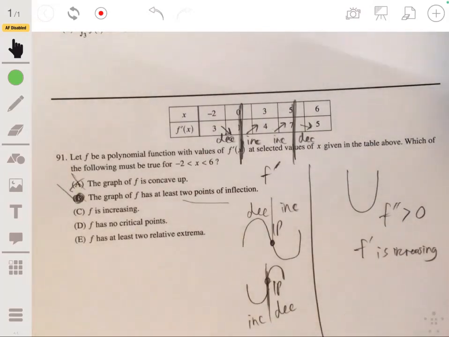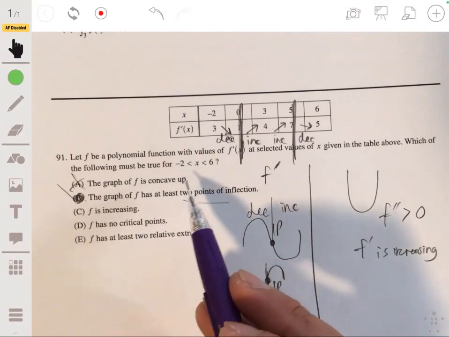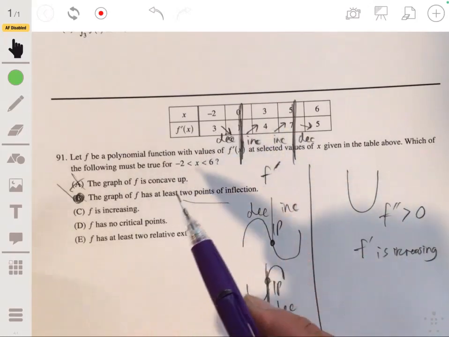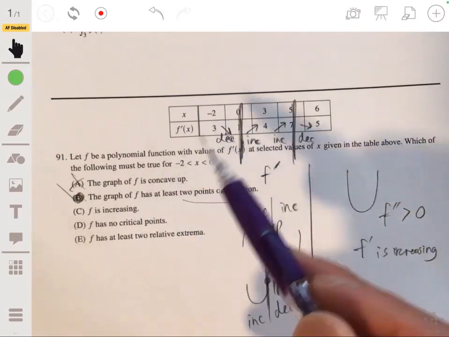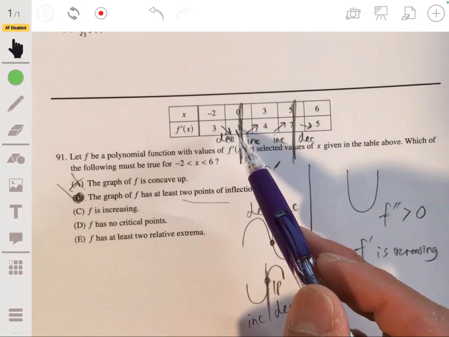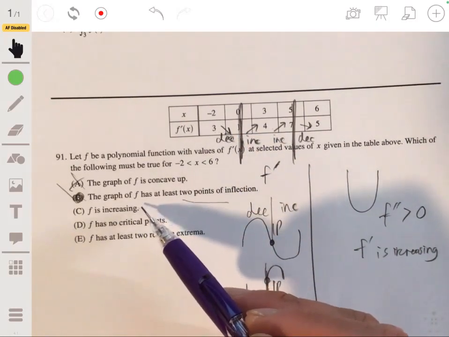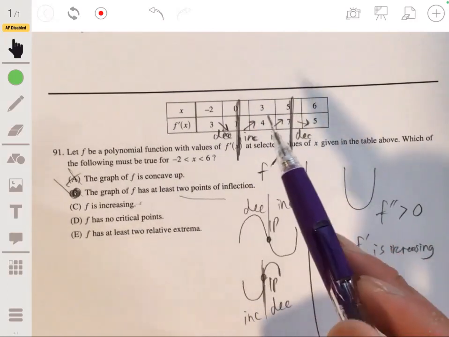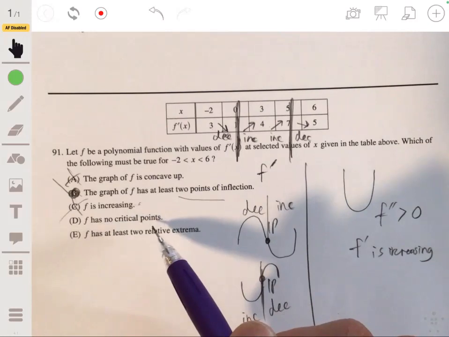And let me just go over the other ones, explain why they're not. Must be true, f is increasing. Again, you don't necessarily know what's going on between. And it's decreasing some. You can already see some values, it's decreasing, but this is not guaranteed. If it said f increases on some interval in this, from -2 to 6, that would be okay.